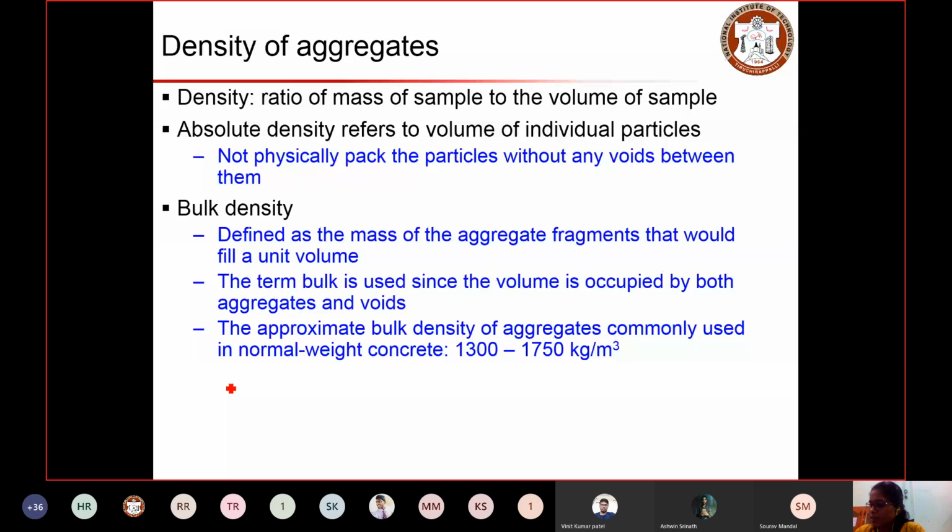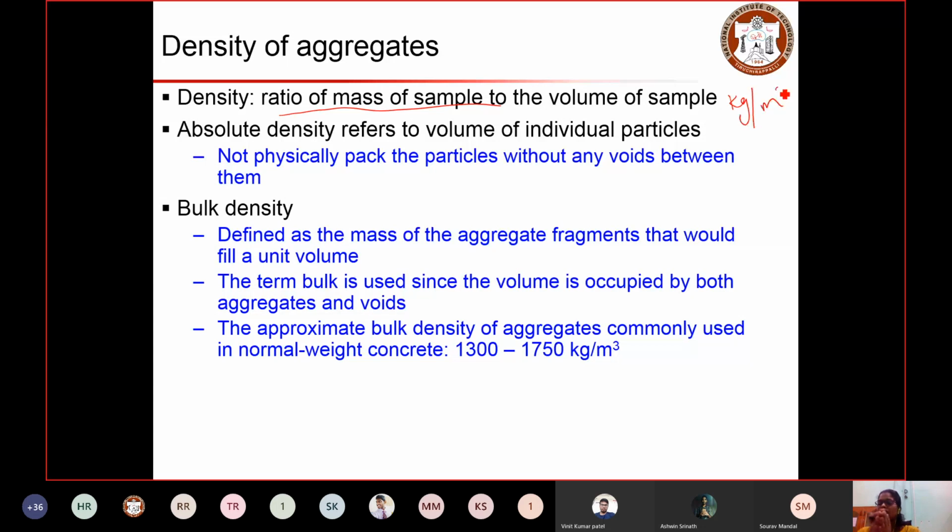So density of the aggregate basically indicates the ratio of mass of sample to the volume of sample. It is generally represented as kg per meter cube. So mass to the volume of sample.